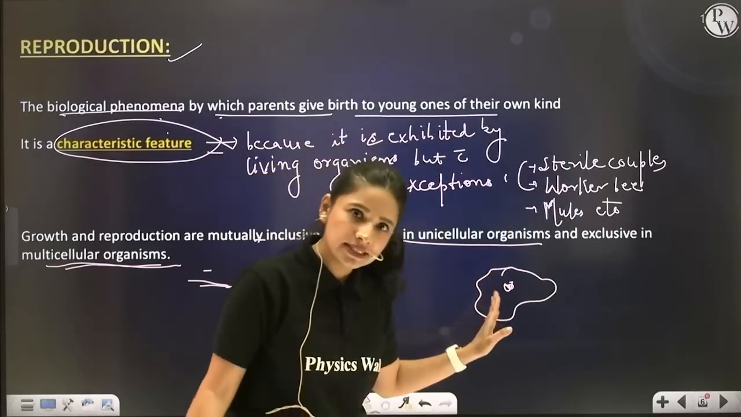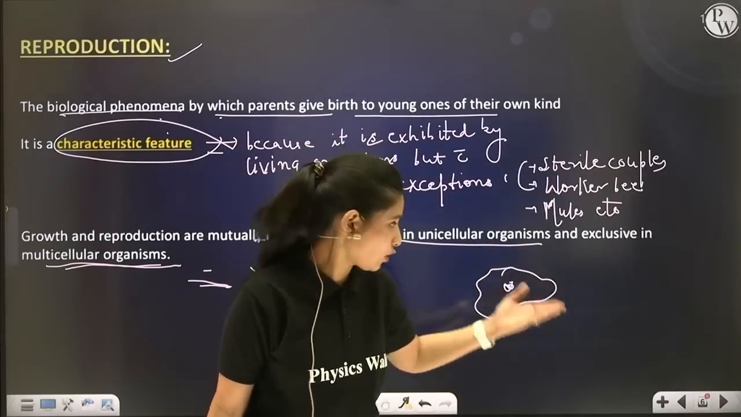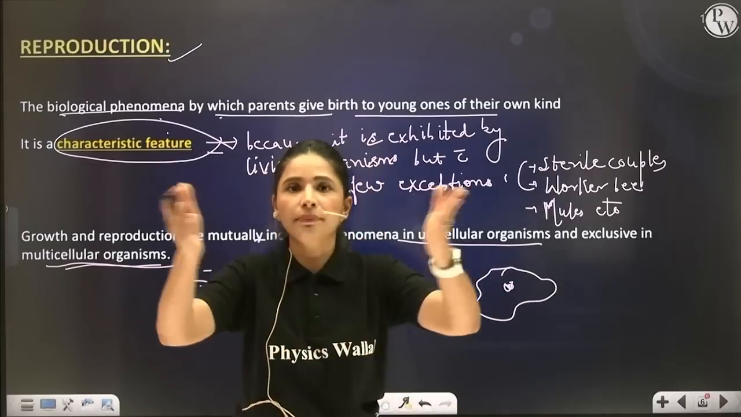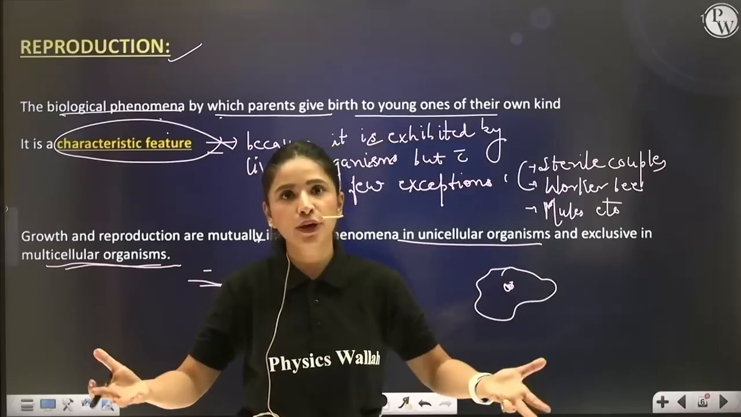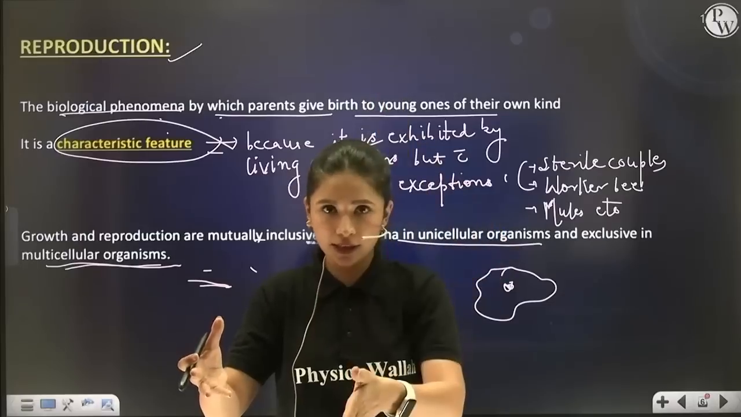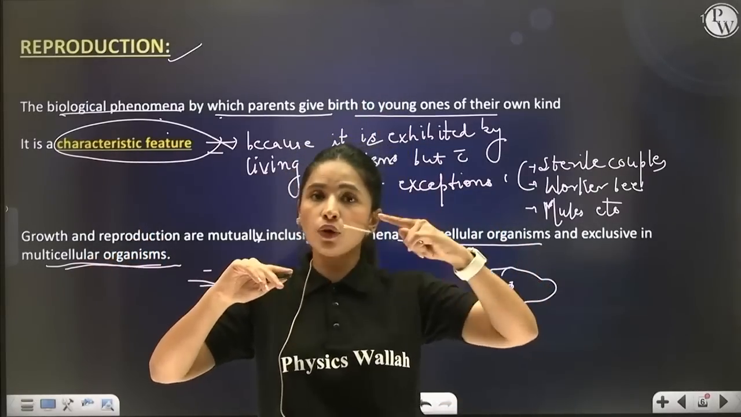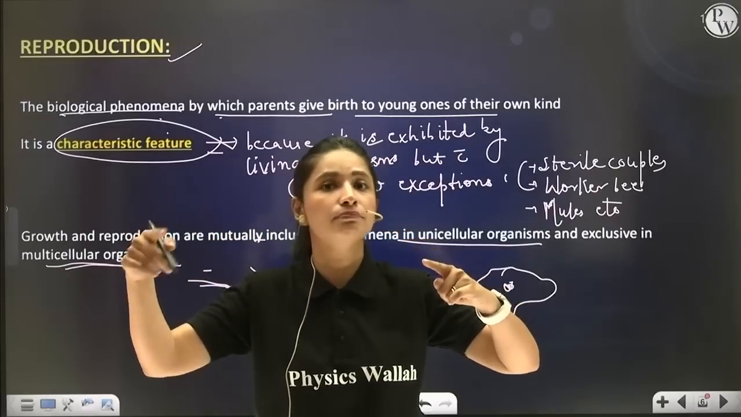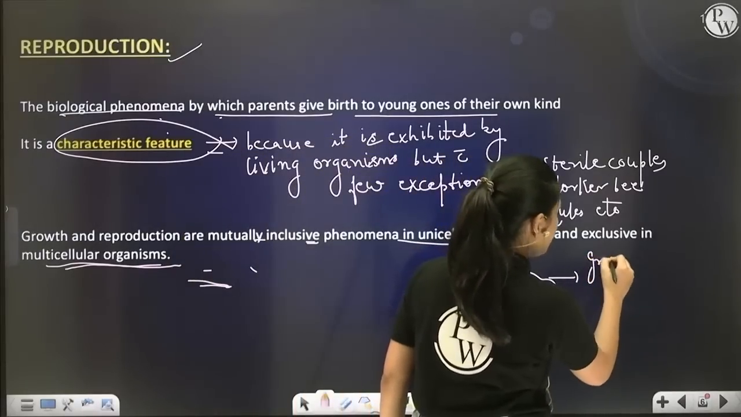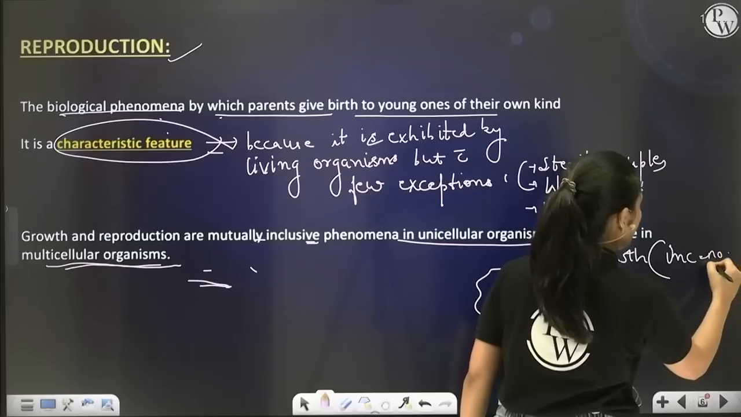Now, this unicellular organism, what is growth for this bacteria? Initially, it is going to grow in size. Once the size increases, it will undergo division, it is going to divide by fission, and it's going to increase the number. So, in fact, growth is directly proportional to increase in the number of cells, right? So, this bacteria is going to show growth by showing increase in the number of cells.